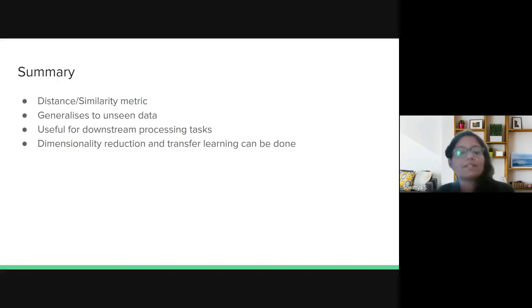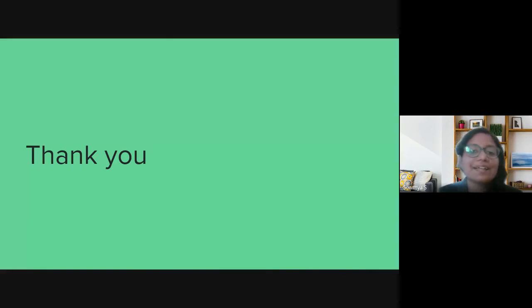So that is the summary I have, that we are trying to learn a distance or a similarity metric, and this generalizes to unseen data. It's useful for downstream processing tasks, and we can do dimensionality reduction or transfer learning. In the next lecture, we'll see unsupervised metric learning, and thank you.